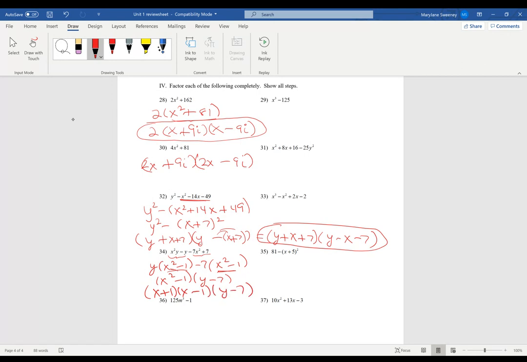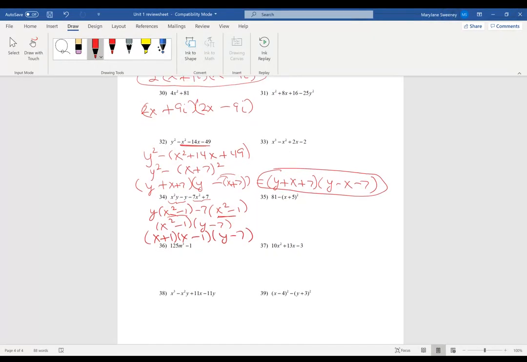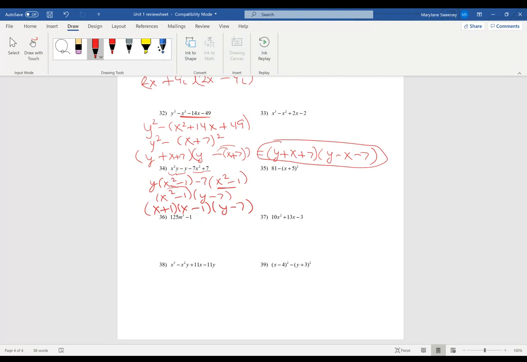So x squared minus 1 is a difference of two perfect squares. So you factor it to x plus 1, x minus 1, and then you have the y plus 7.